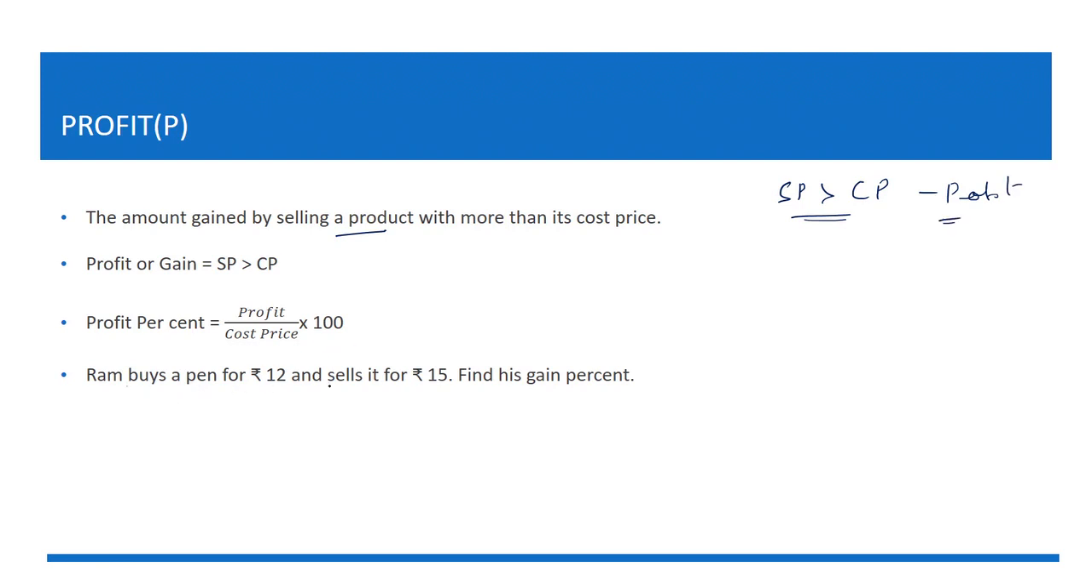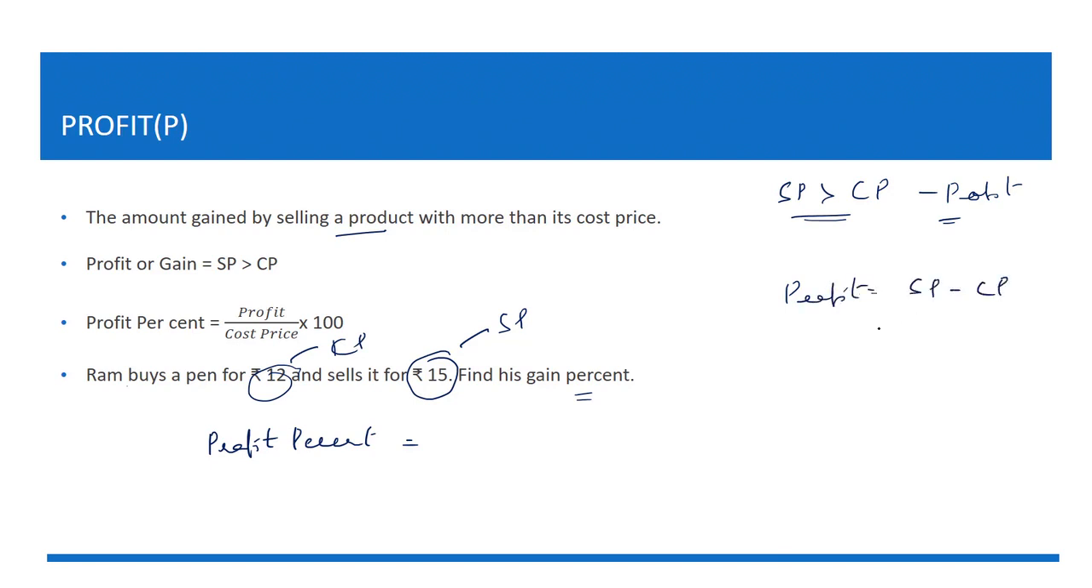Now let us check out here. Ram buys a pen for 12 and sells it for rupees 15. Find his gain percent. We are supposed to find the gain percent, that is profit percent. Profit percent is equal to profit over cost price. So here rupees 15 is the selling price, rupees 12 is the cost price. Now profit is equal to selling price minus cost price. Selling price is 15 and cost price is 12, which is going to be 3 rupees.